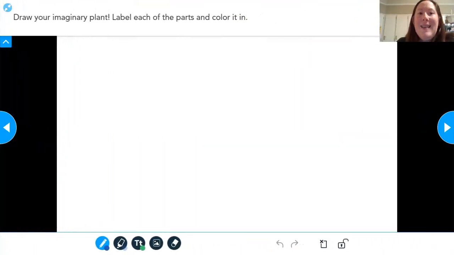And now you're going to use the back side of that paper and you are going to draw your imaginary plant. Just the plant. I'm not asking you to draw a life cycle of it. Just label each part, and then you're going to color it in. Make it colorful. Make it fun. So draw me your imaginary plant. Label each of the parts. So I should see each one of the parts that a plant must have. Roots, stem, leaves, flowers, or fruit, whatever it may be.